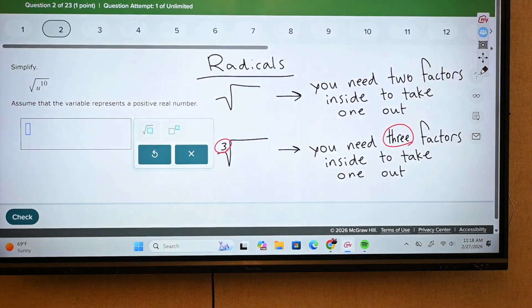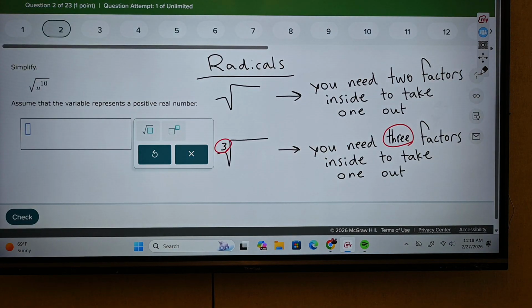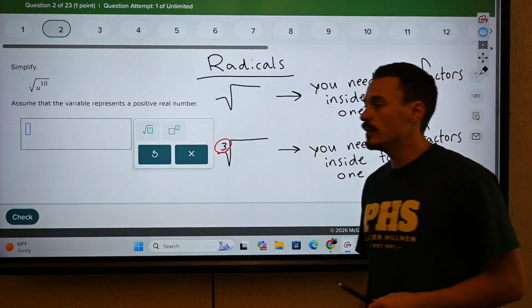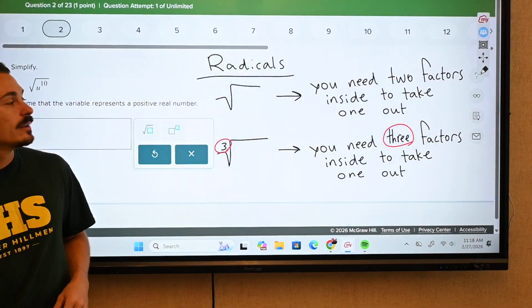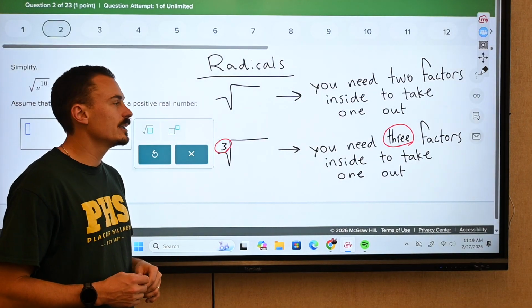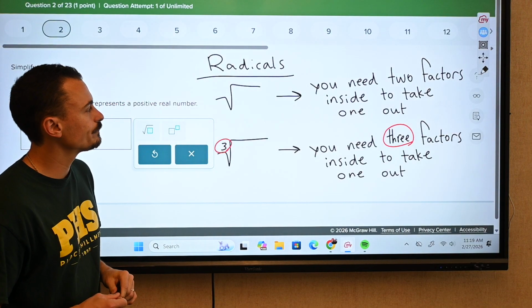This video is all about radicals. And just a quick note, if you are taking notes, please take this note down. You can go ahead and read it. Pause the video actually and read it so I can keep the video rolling.